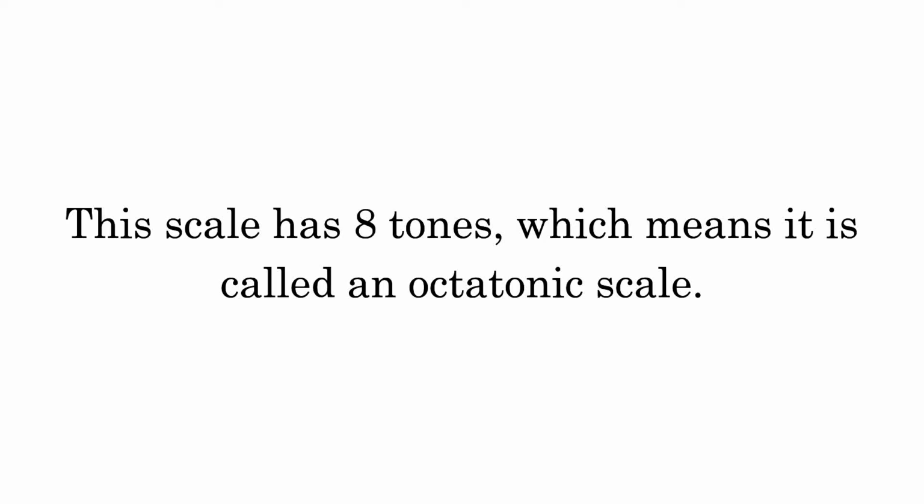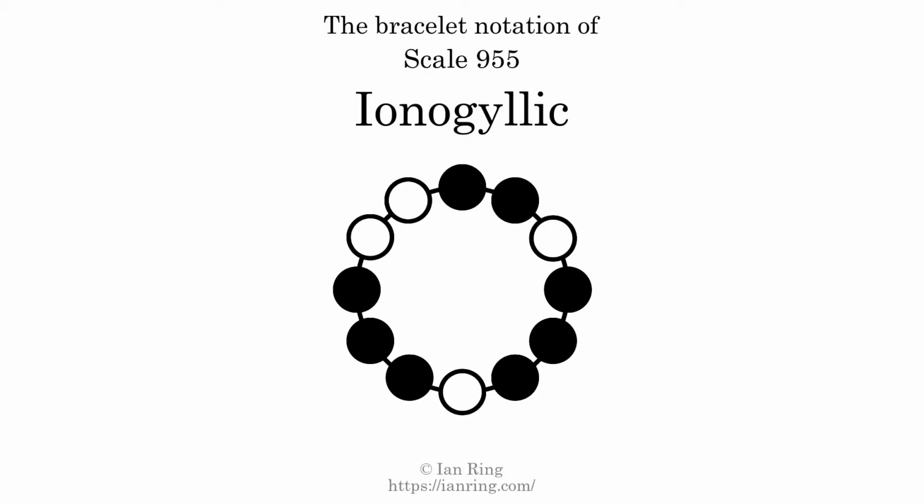This scale has 8 tones, which means it is called an octatonic scale. This is a bracelet notation diagram of scale 955. The shaded circles represent tones that appear in the scale, and they are read clockwise, starting at the top.